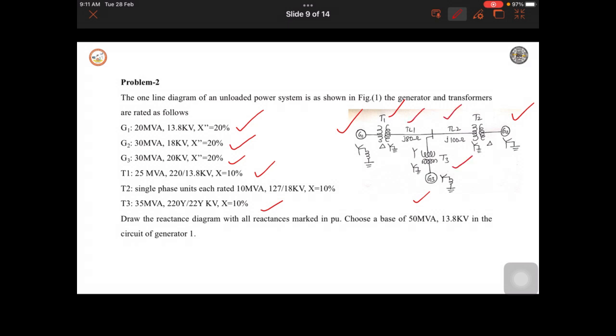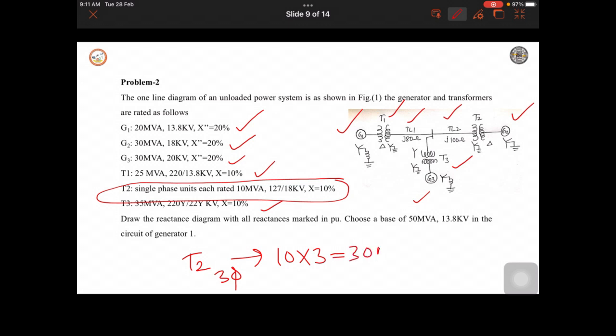Transformer 1, transmission line 1 and transmission line 2 are there, and their values are also given. Transformer 2 is made up of 3 single phase units, each one rated this much. So we have to convert it into 3 phase. Power is 10 multiplied by 3, since it is 3 phase, it becomes 30 MVA.